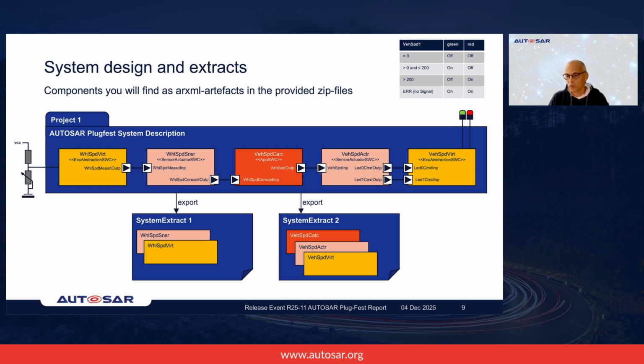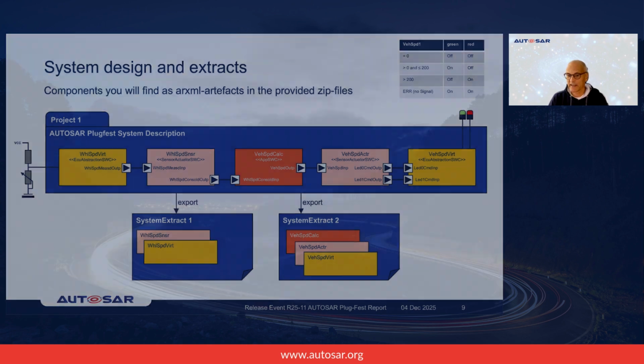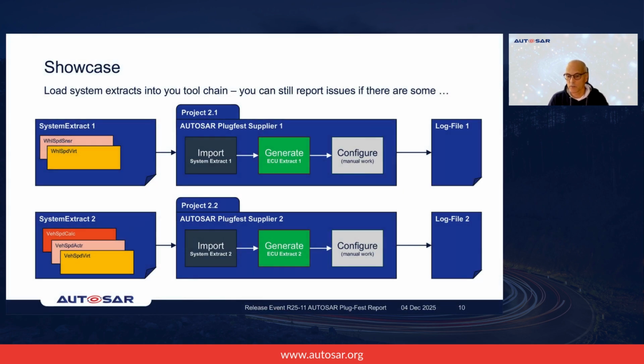So from a tooling perspective, it looks like this. You will import these two extracts, or one of them, into your tooling. You should not get any errors. You can generate the ECU extract, which is the flattened structure of the system extract, and then you start the configuration of your manual work, and hopefully your log file does not contain any errors.